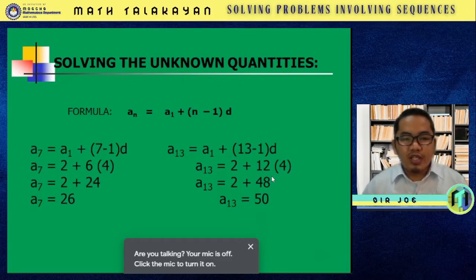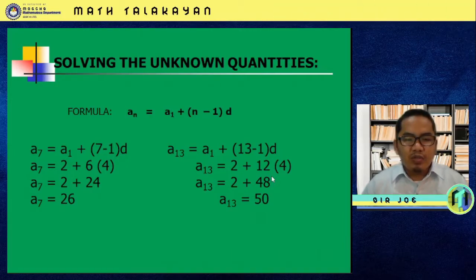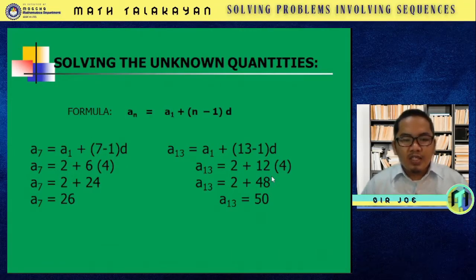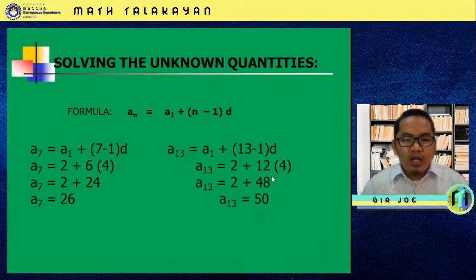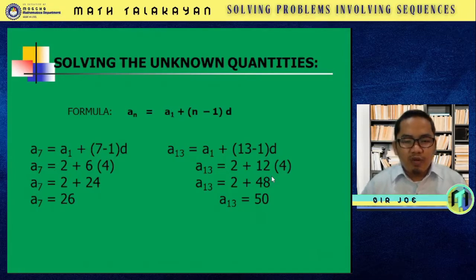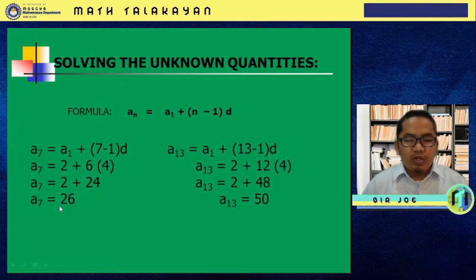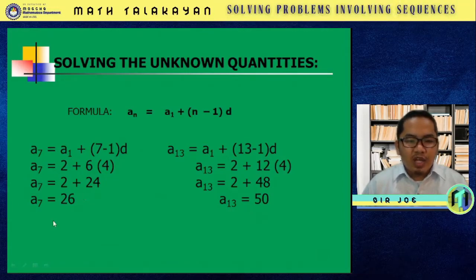Let us solve first the 7th term. We have a sub 7 is equal to a sub 1 plus the quantity of 7 minus 1 times d. Since our first term is 2 and the common difference is 4, we have 6 times 4 is 24 plus 2 is equal to 26. Our 7th term is 26.